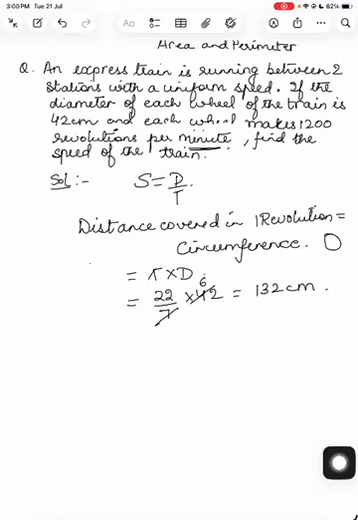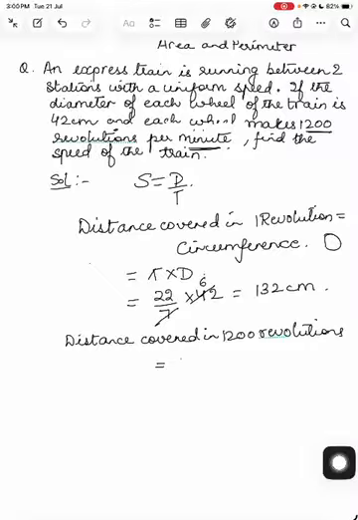So now the train is making how many revolutions? The wheel is making 1200 revolutions per minute. So we will find the distance covered in 1200 revolutions. That will be 132 into 1200. That is 158400 centimeter.